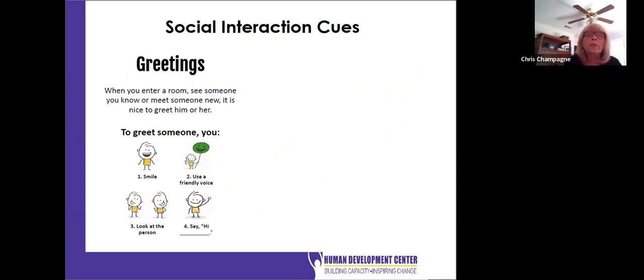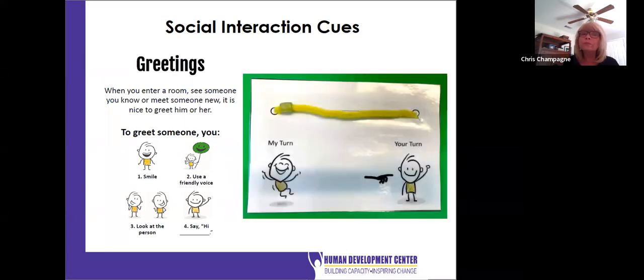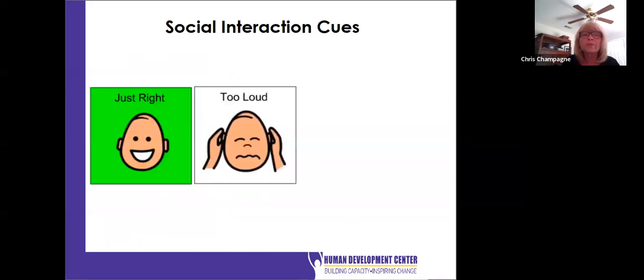So here's one about greetings. When you enter a room, see someone you know, or meet someone new, it's nice to greet them. So again, you're kind of telling them a social norm. Then you're giving them some concrete things to do. You smile, you use a friendly voice, you look at the person and you say hi. Here's a real simple one for younger kids, and it also gives them something to manipulate. This is just a bead on a pipe cleaner that says my turn, your turn, which again, socially can be very difficult for kids, not even just young kids, but kids in general or students in general.